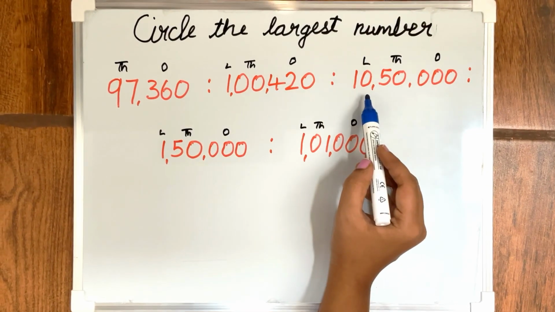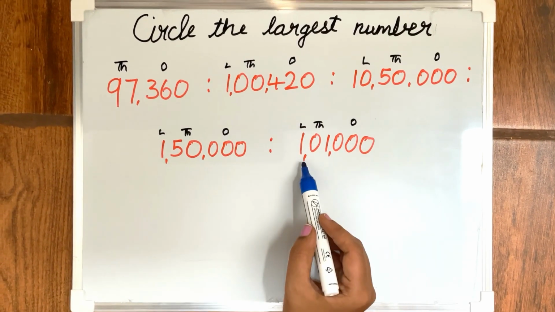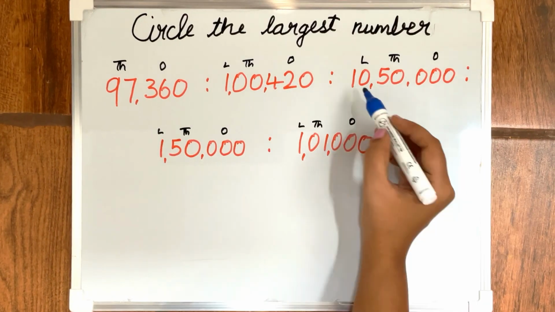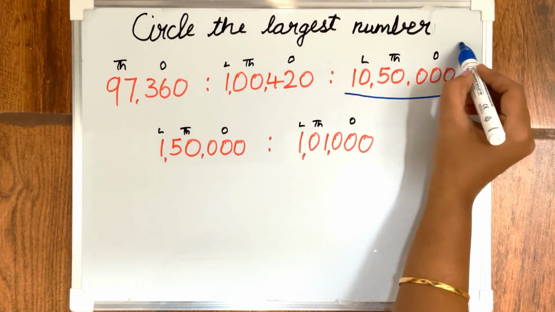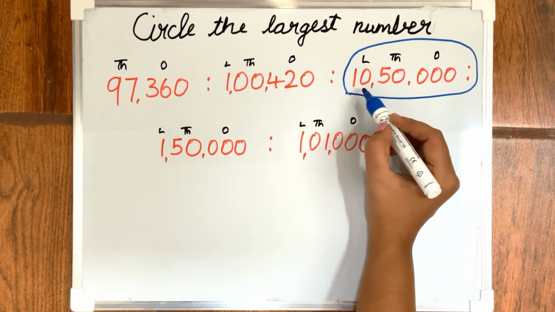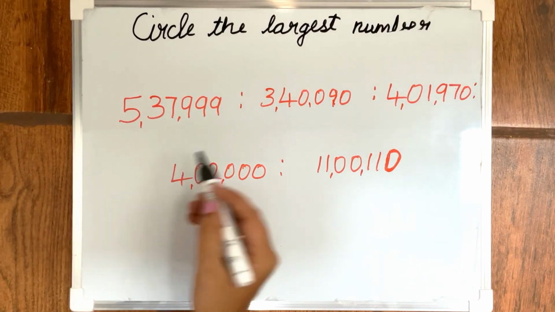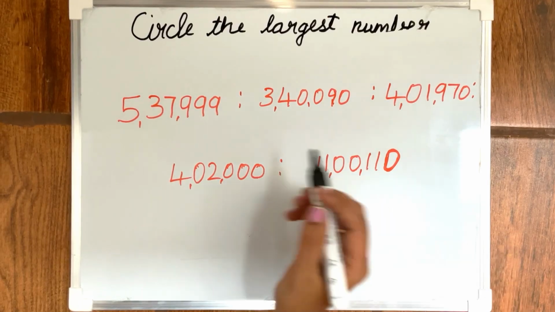1 lakh, 10 lakh, 1 lakh, 1 lakh. So which is greater? 10 is greater than 1. So the largest number in this set is 10,50,000. Next, let's solve another set of problems.